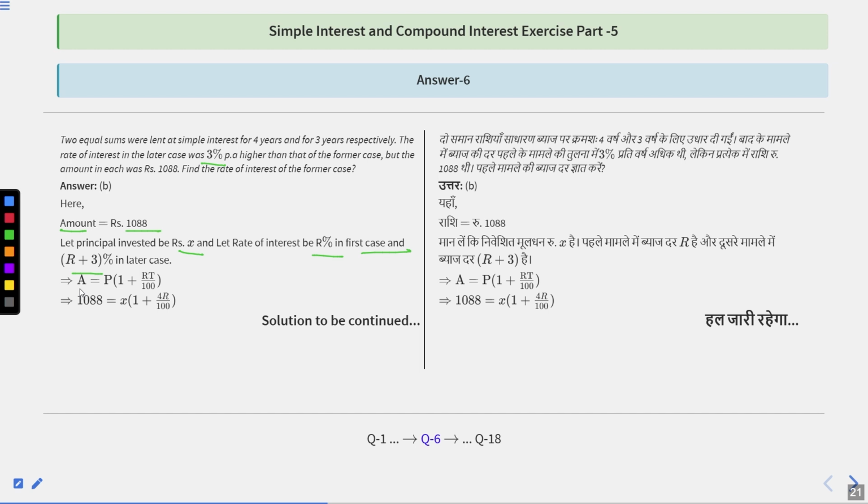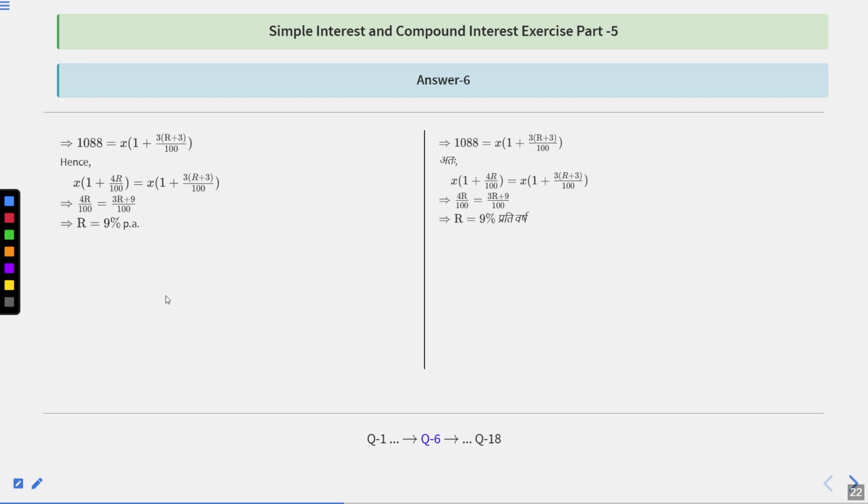So according to the question, A equals P into 1 plus R into T upon 100, so 1088 equals X, the principal, into 1 plus 4R, because T is given as 4 years, into R upon 100. Solution to be continued. Now we move to the second condition.